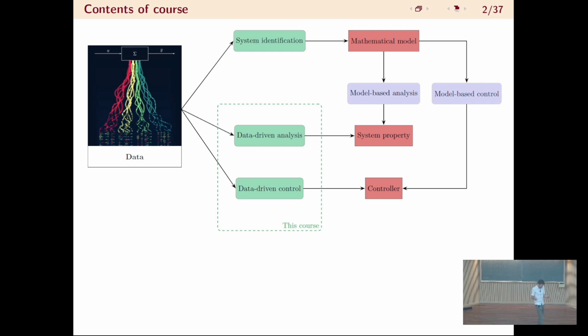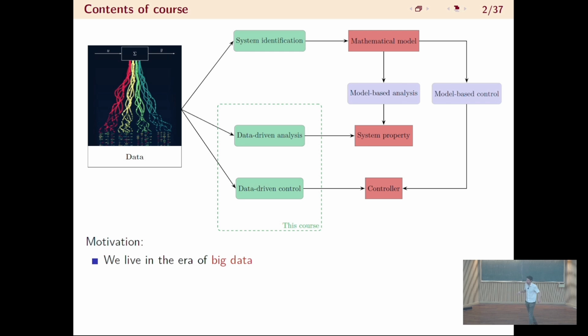Similarly, if you are interested in properties of a dynamical system, as I said, like stability or controllability, we're also going to consider direct data-driven analysis. So we first collect some data from a dynamical system, and then directly we assess whether the dynamical system has these properties or not. So that's the idea. We want to kind of avoid the system identification process and the modeling to come up with the controller, and instead, go directly from data to controller.